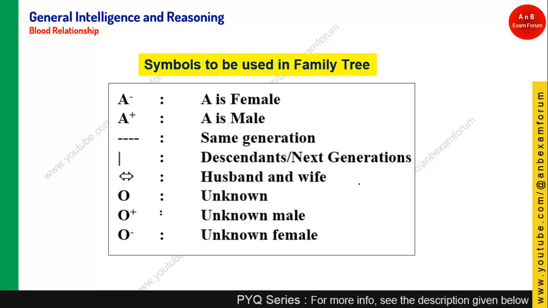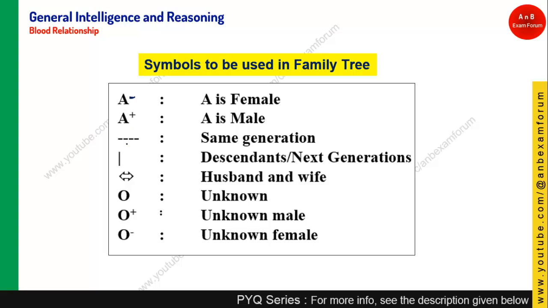For making the family tree, these are the symbols which are generally used, and these are the symbols which I prefer. There are other symbols like square and triangle which can also be used, but these symbols are very easy to use and very easy to understand. So the first is A negative. Whenever you put a negative, it represents that A is female. Plus means that A is male.